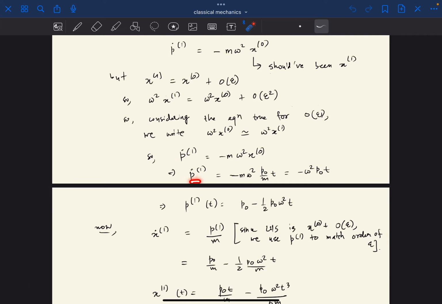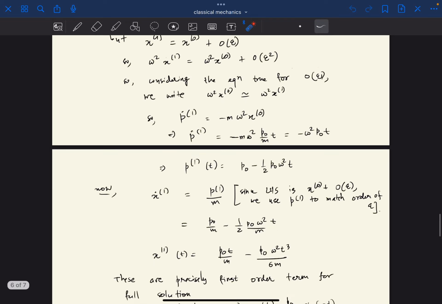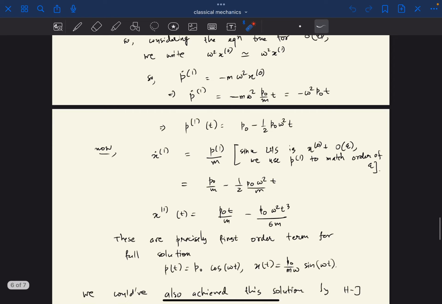Then p dot 1, after putting x0 equals p naught by m times t, comes out as omega square p naught t. So this gives me p1 of t as this solution. Now the same we do for x dot. So the x dot first order solution gives me p1 by m.